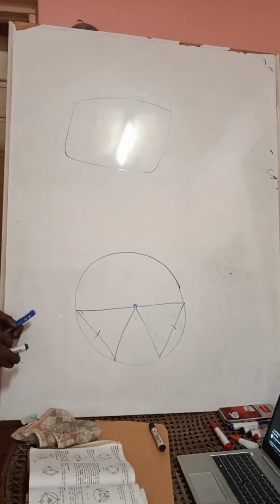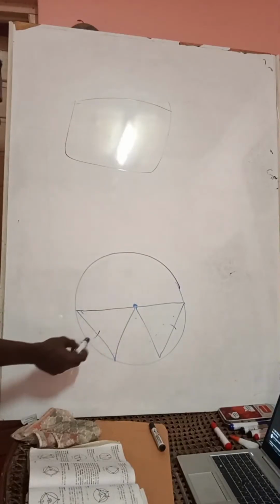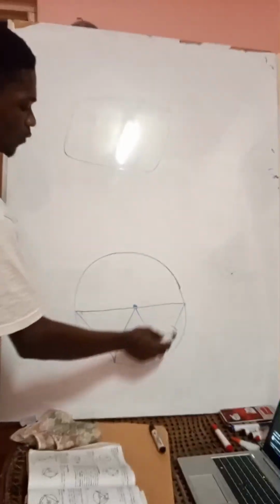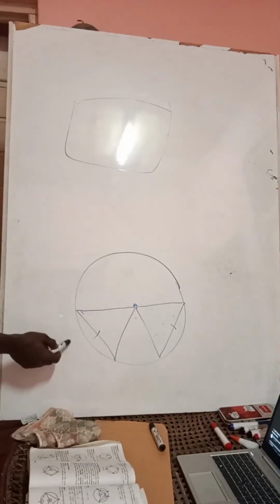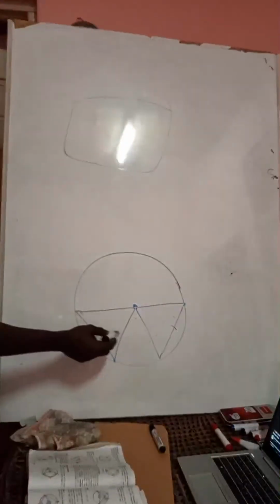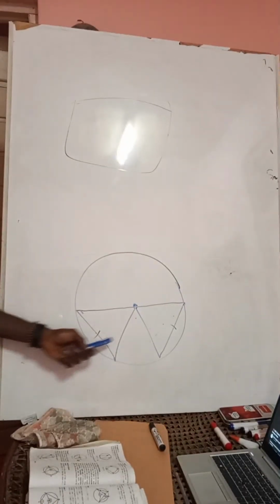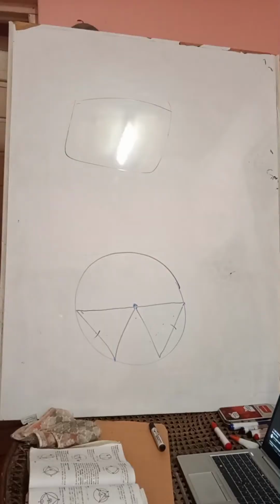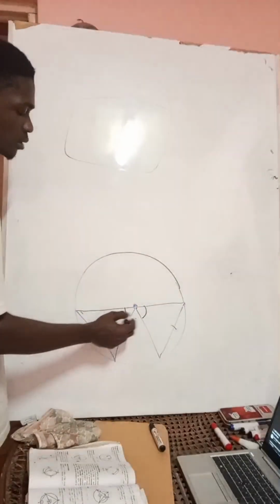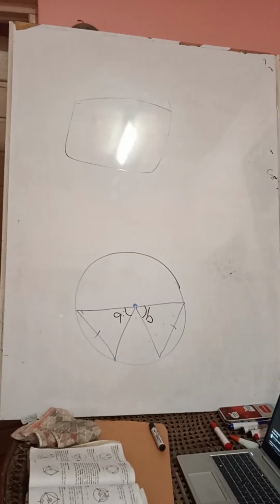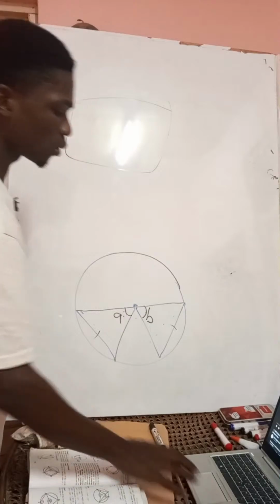So let's continue. As I was saying, this is a circle and this is a diameter. If you have two triangles on the diameter, whereby they have one chord each and the chords are equal, so this chord is equal to this chord, then we can say that this angle here, if here is A and here is B, they are also equal. You can say they are also equal.